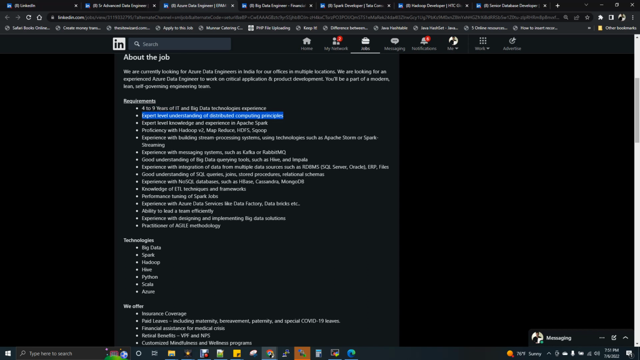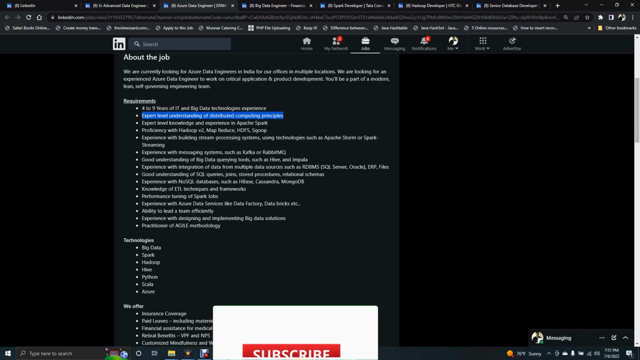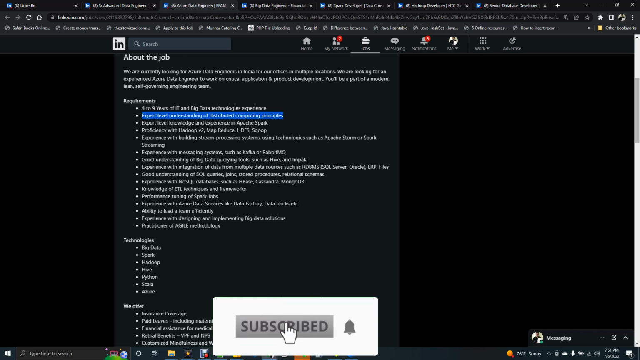Distributed computing principle, again, if you know Hadoop and Spark, then you know what it is. The second point is expert level of experience in Apache Spark, of course, we are from this skill set background. Proficiency with Hadoop V2, version 2, MapReduce, HDFS, and Sqoop, of course. This is also part of our thing. And experience with building streaming processing systems using technologies such as Apache Storm and Spark Streaming.